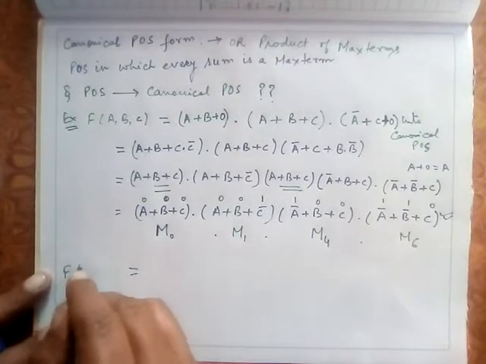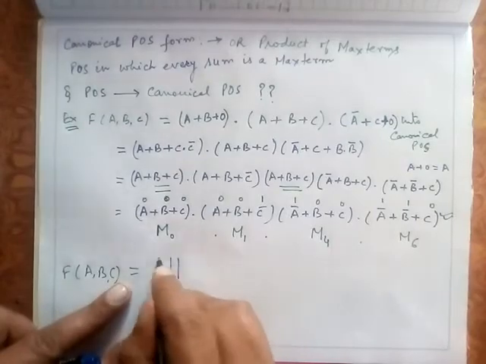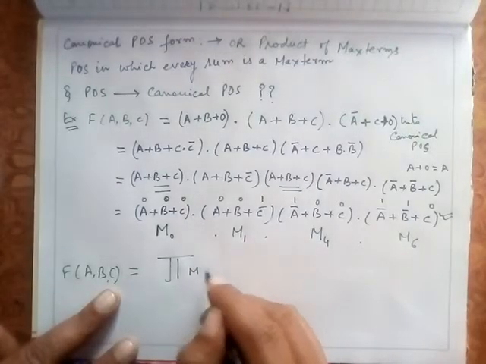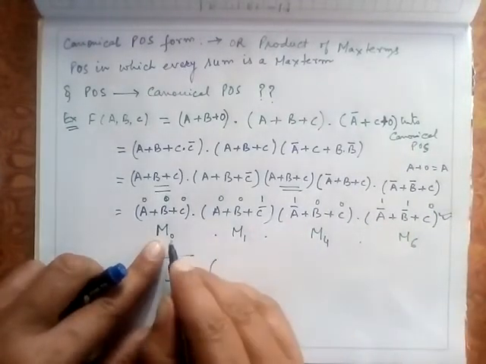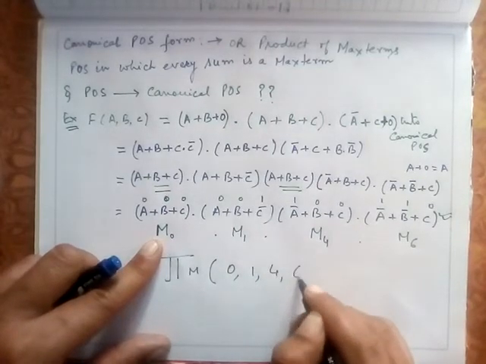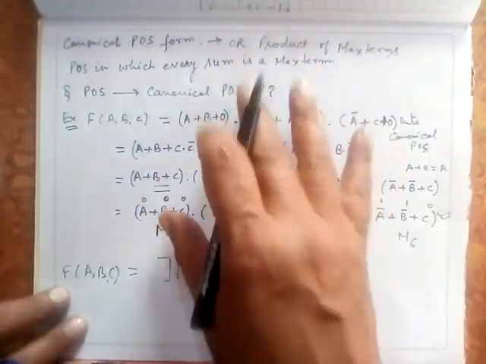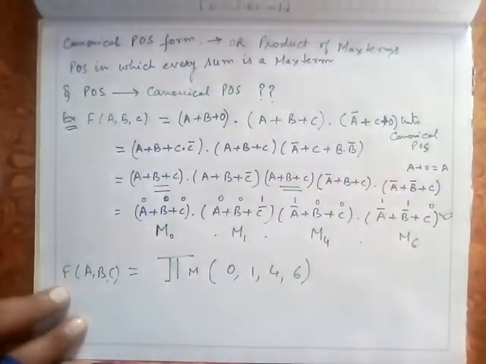This Boolean expression, which is a function of a, b, c, can be written as a product. The sum was represented by sigma, and here the product is represented by pi of capital M, the product of max terms having decimal equivalents 0, 1, 4, 6. So it is a product of max terms. I hope that canonical SOP and canonical POS are clear to you, and how to convert from a standard SOP or standard POS form into canonical SOP or canonical POS. I'll stop it here. Thanks for the time being.